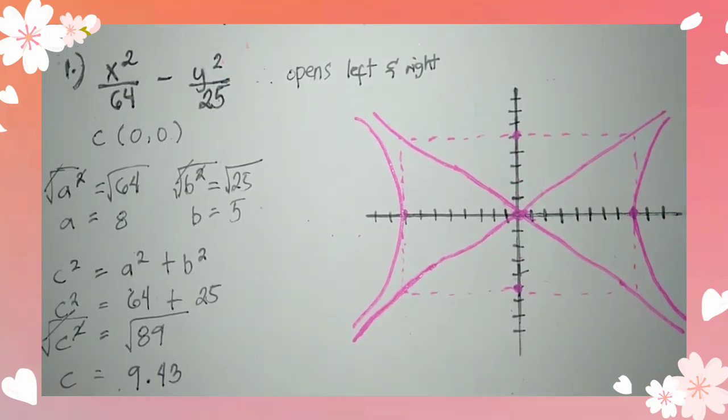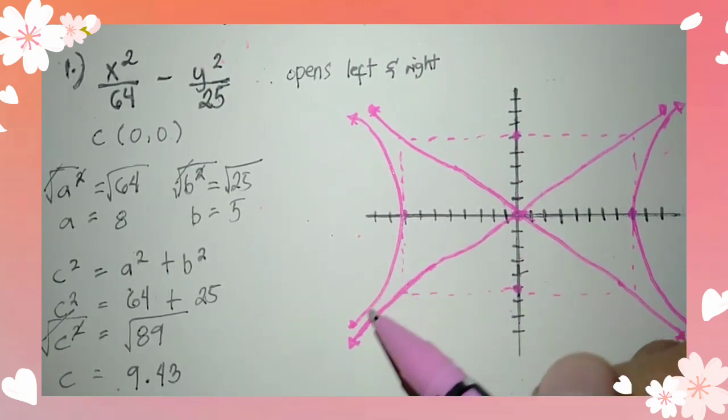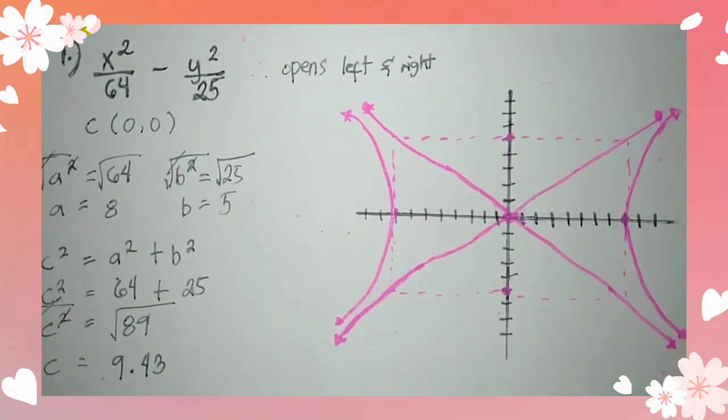So, yan na yung ating hyperbola. Okay, remember, hindi pwedeng mag-touch ang ating asymptote sa ating hyperbola or yung dun sa ating curve. Okay? The next thing to do is i-plot naman natin yung foci. Yung foci natin, no? So, we have C. Doon naman natin i-determine kung alin yung magiging foci natin.